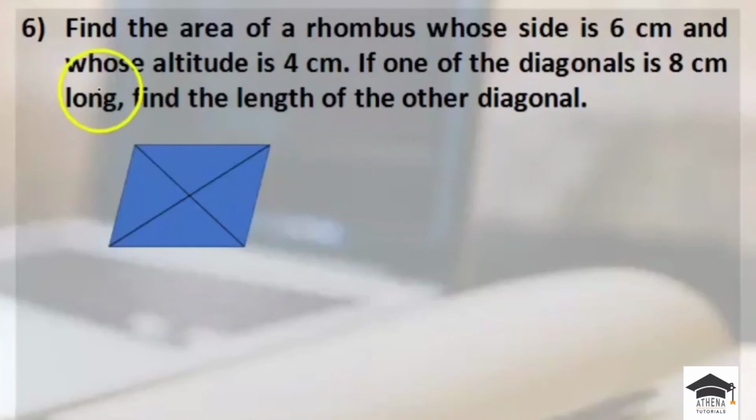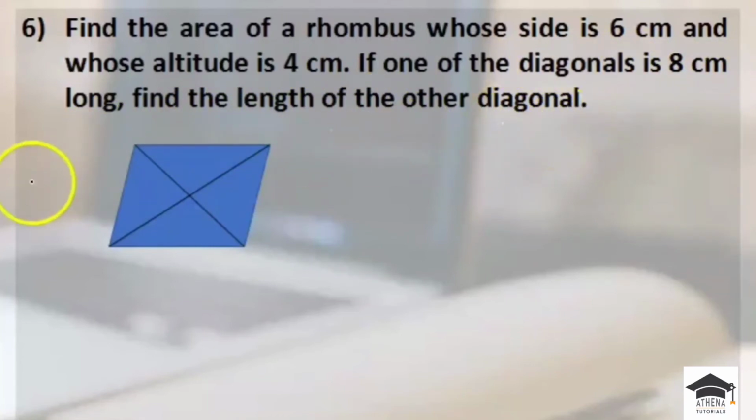Let's look into the problem. Find the area of a rhombus whose side is 6 centimeter and whose altitude is 4 centimeter. If one of the diagonals is 8 centimeter long, find the length of the other diagonal.